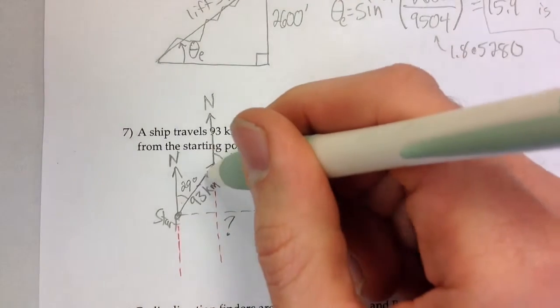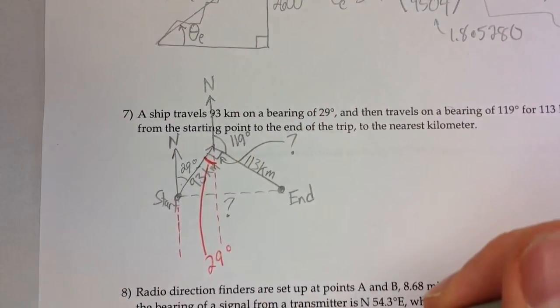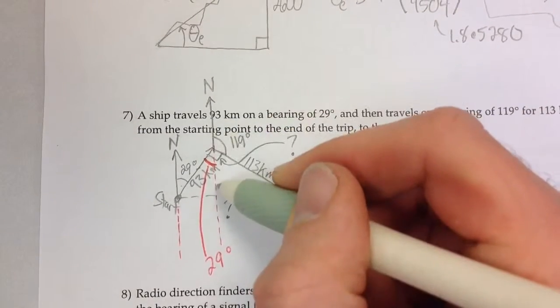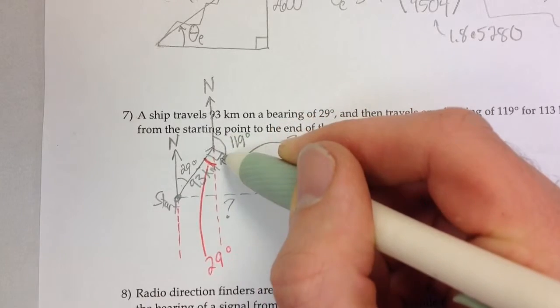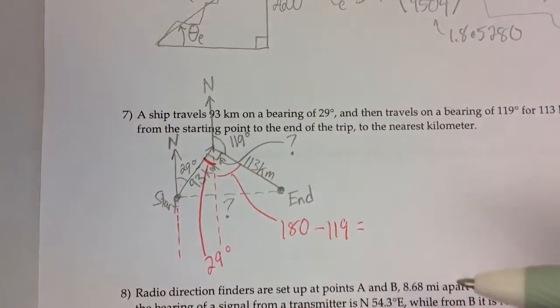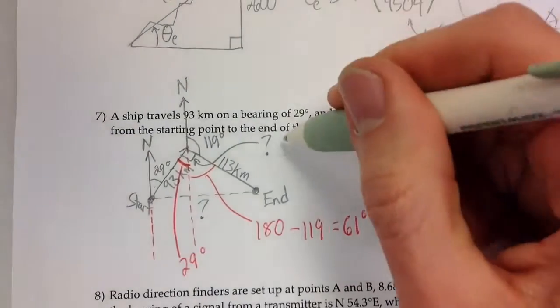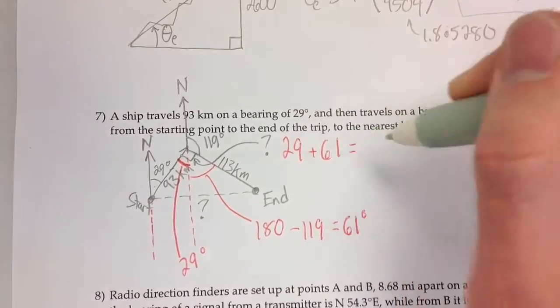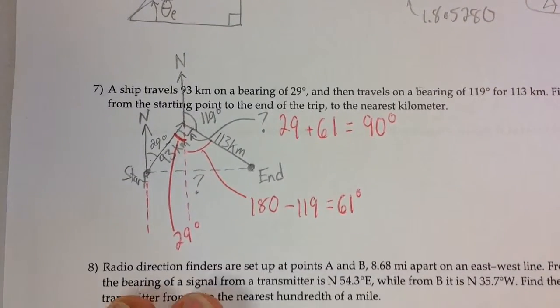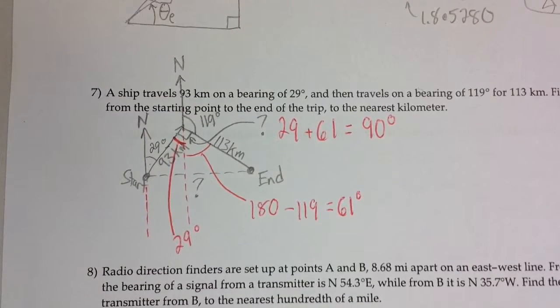If this is 29, what's this? Also 29. Alternate interior. This is a straight line, 180 degrees. Remove the 119, which is 180 minus 119, 61. Yeah. 61 and 29 equals 90. So I repeat, if this was not a right triangle, the Pythagorean theorem would give you an erroneous result, because that only works for right triangles.